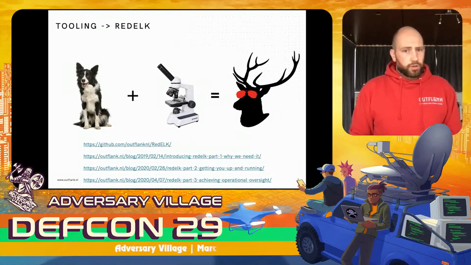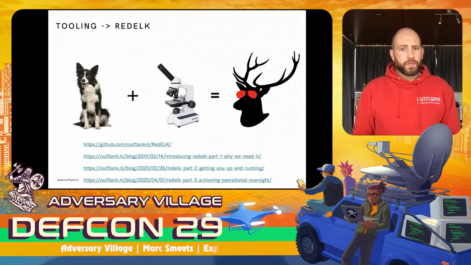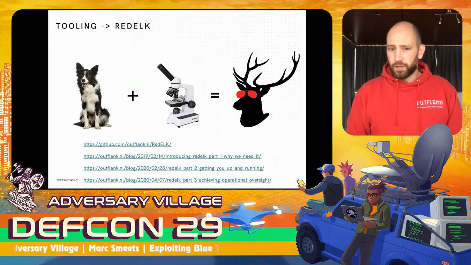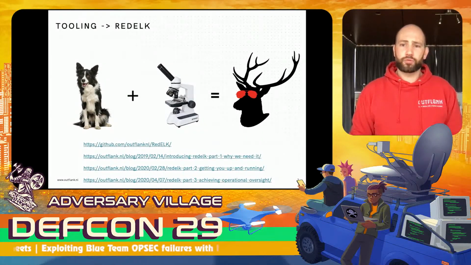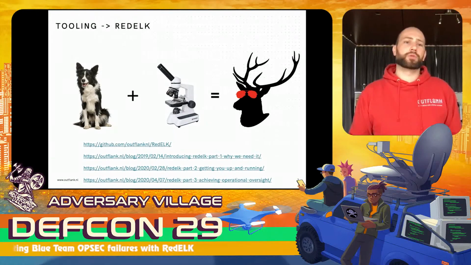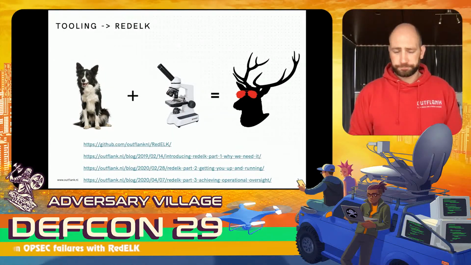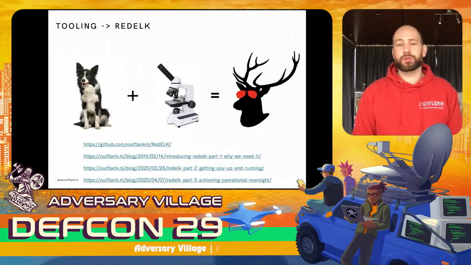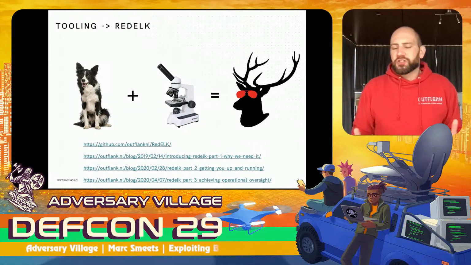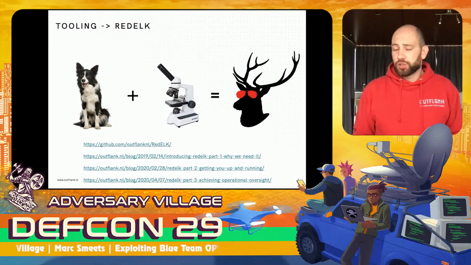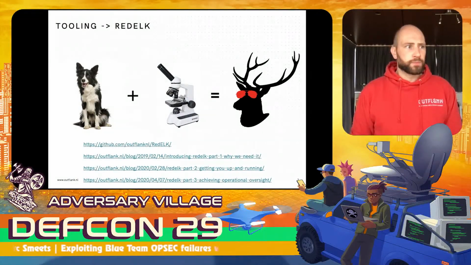Like I said, it's available on our GitHub, and I've written a few blog posts explaining why we need it, getting you up and running, and achieving operational oversight. And in the next few months there will probably be some more blogs coming out. RedELK, the name of course comes from Red being offensively oriented and ELK being Elasticsearch, Logstash, Kibana, the technical stack that we chose for making this tool.